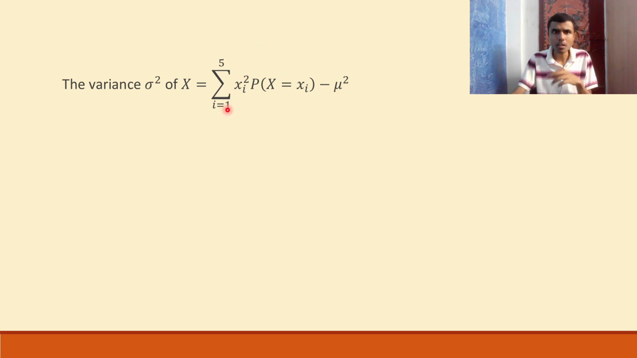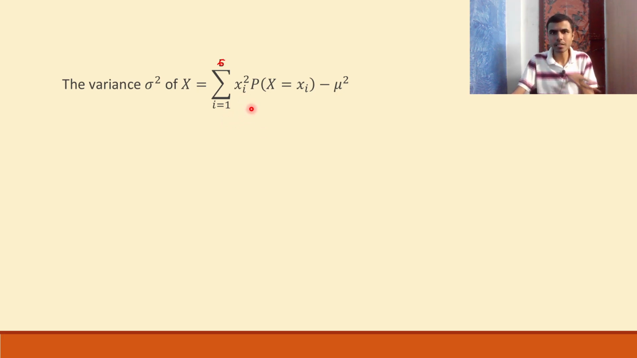The formula for variance is this, where i actually runs from 1 to 6. Sorry for the mistake. This is sigma i runs from 1 to 6 because our capital X_i can be 1 to 6. So that's why i can be 1 to 6. That's how it was there in the textbook.